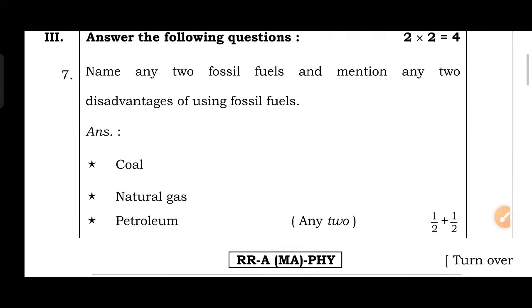Answer the following questions. Name any two fossil fuels and mention any two disadvantages of fossil fuels. Fossil fuels are coal, natural gas, petroleum. If you write any two, you will get 1 mark.